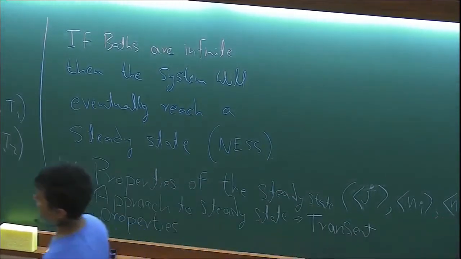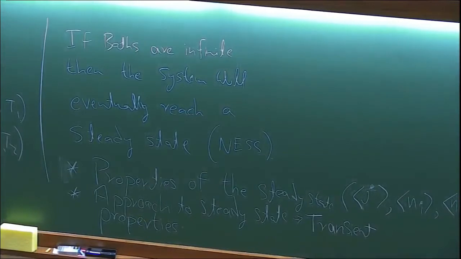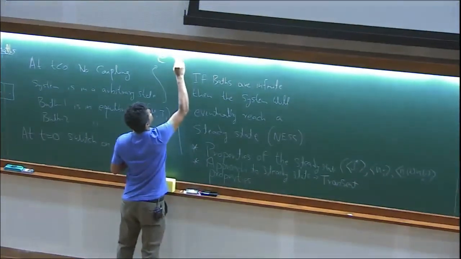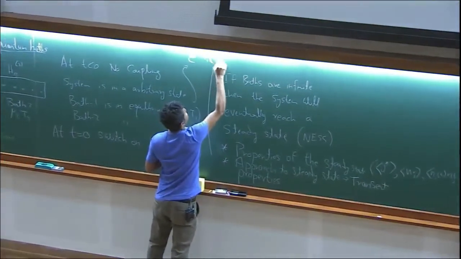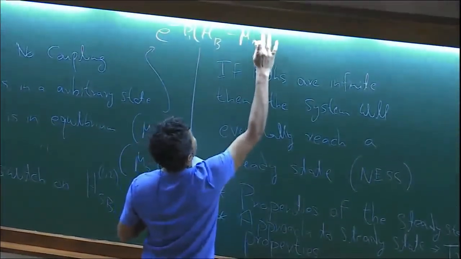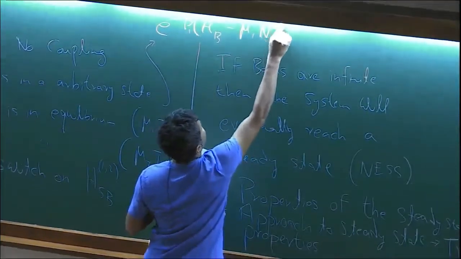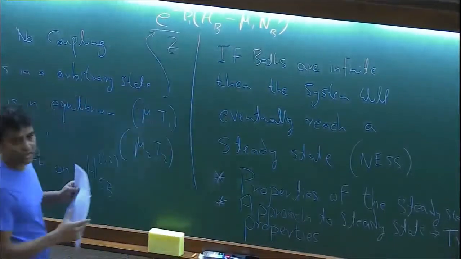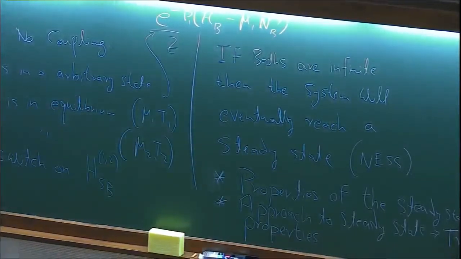No, so what I'm saying is that you just prepare this bath in equilibrium, which means it's described by some ensemble like this, with some normalization. So you just prepare it in an equilibrium ensemble. So of course, it's a finite temperature, finite chemical potential system.